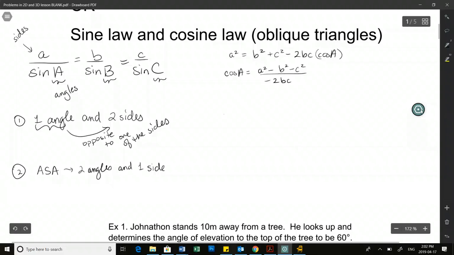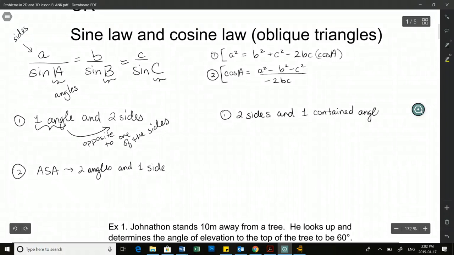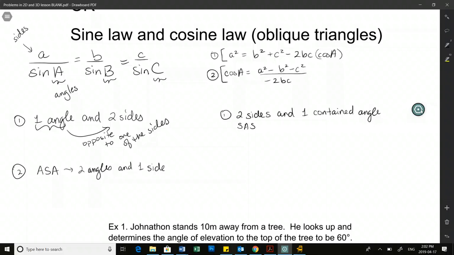So the two cases where we'd use cosine law, which correspond to these two formulas here, are if I have two sides and what we call a contained angle, which is between the two sides that we know. Sometimes it's also called an included angle. So essentially I have side, angle, side, the sides bordering the angle that I know. And that's when I can use the first formula.